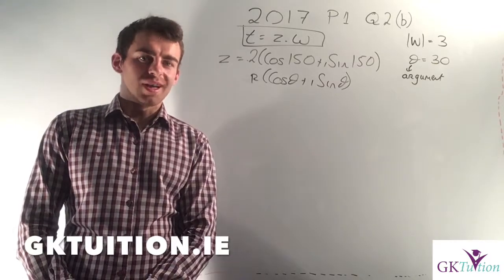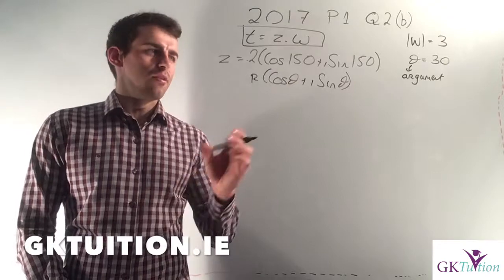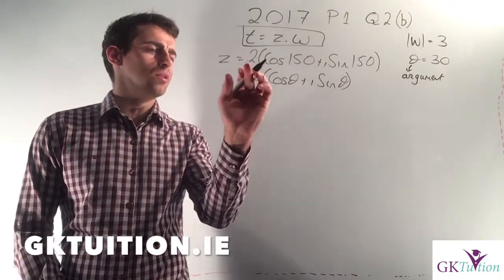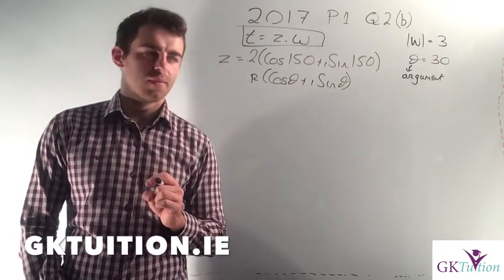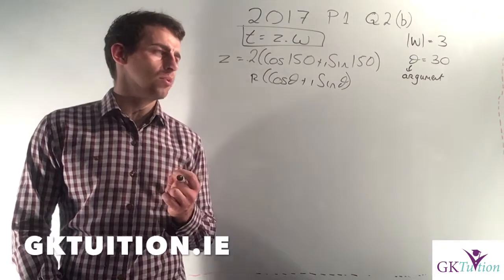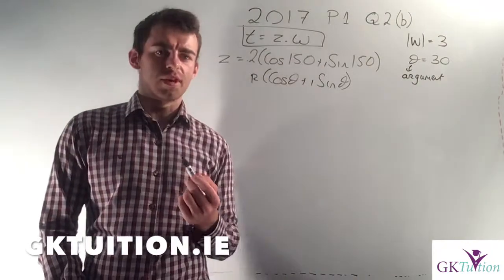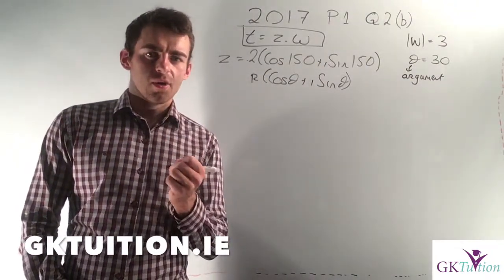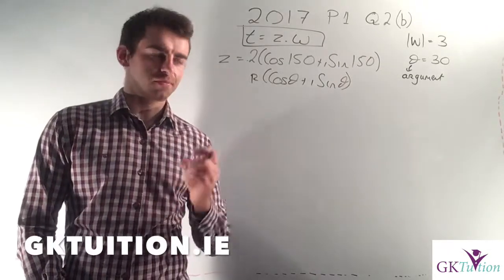In this question we're asked to get t, where t is z multiplied by w. Now notice that in part A of this question we worked out that z was equal to 2 times the cos of 150 plus i times the sine of 150. They've given me enough information in the question to work out what w is. They told me the modulus of w is equal to 3, and that the angle w makes with the positive sense of the real axis is 30 degrees.